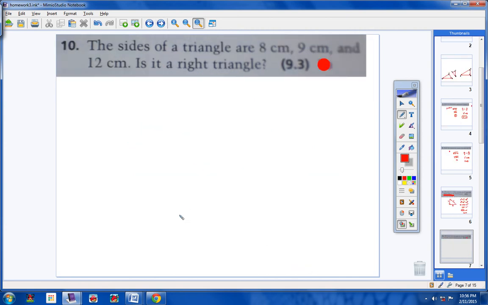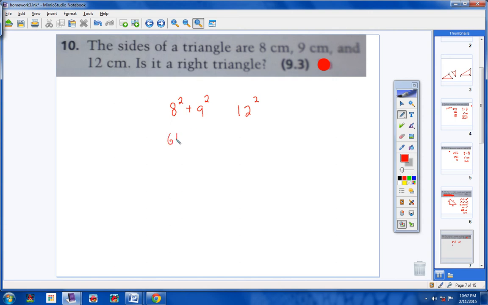Number 10. The sides of a triangle are 8, 9, and 12. Is it a right triangle? Well, normally, I encourage you guys to add the two smallest sides together and make sure they're longer than the third side to make sure you have a triangle. But the problem says the sides of a triangle are. So we are given that we have a triangle. So to see if it's a right triangle, we take our two smaller sides, we square them, and we add them together. We take our longest side, we put it over here, and we square it. And let's see if we get the same number on both sides.